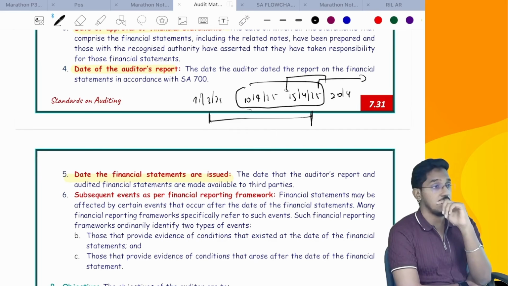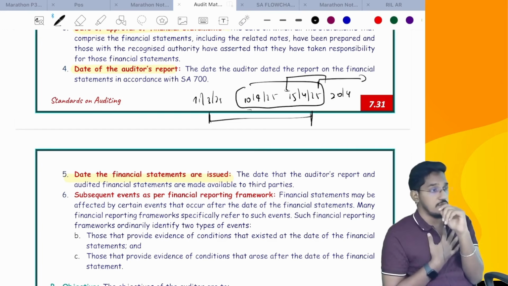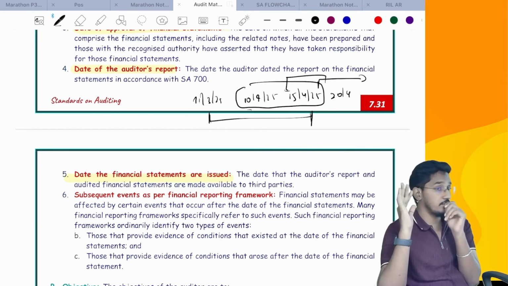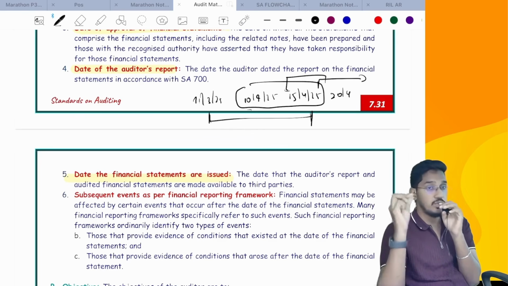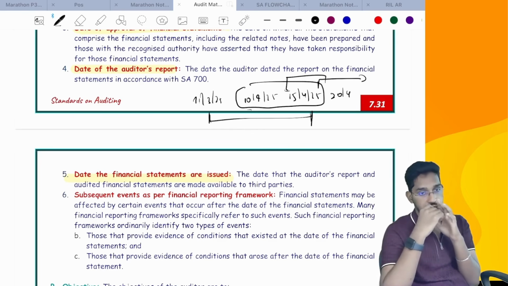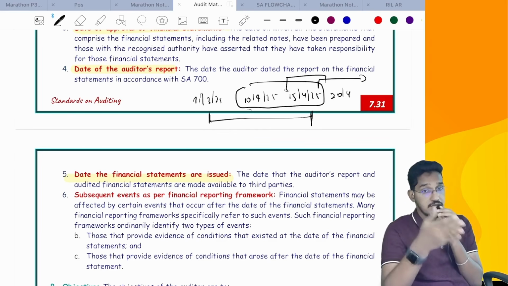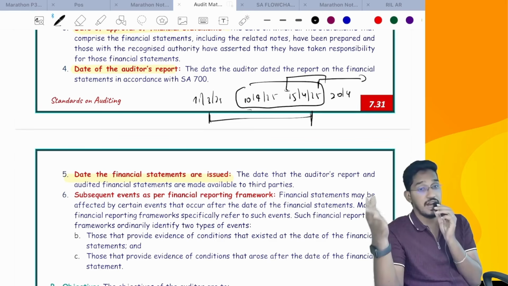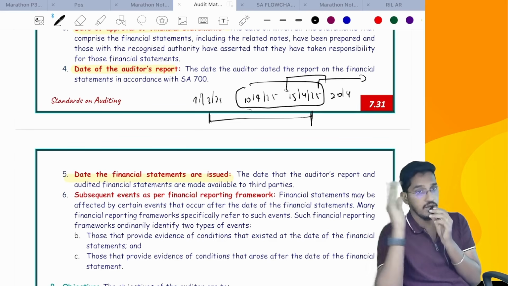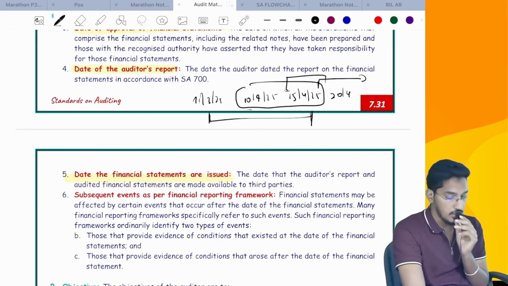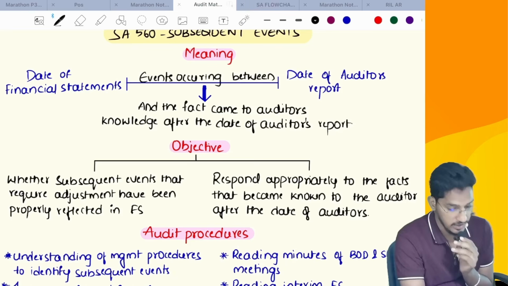Now you start looking for guidance. Had I got to know about this information at the time when I gave the audit report, I would have given a different audit report. So that thought comes to your mind. Now you have to take some action. Now you have to start looking for guidance. So that's why subsequent events are those events occurring between the date of financial statements and the date of auditor's report, but the fact came to the auditor's knowledge after the date of auditor's report. Clear?